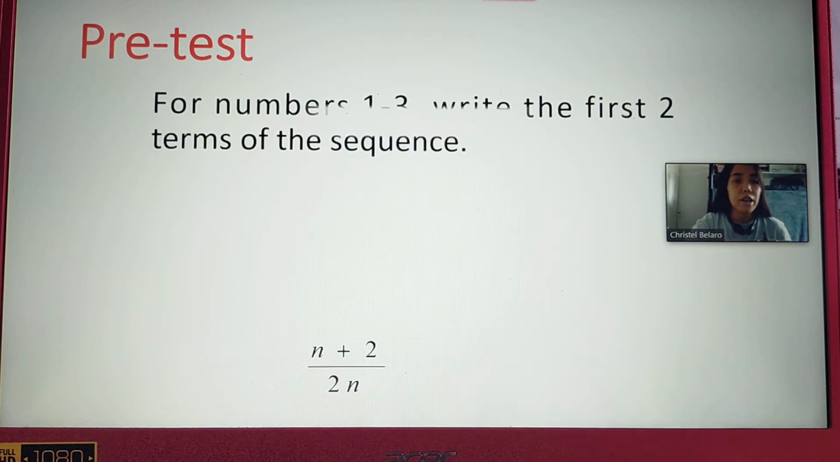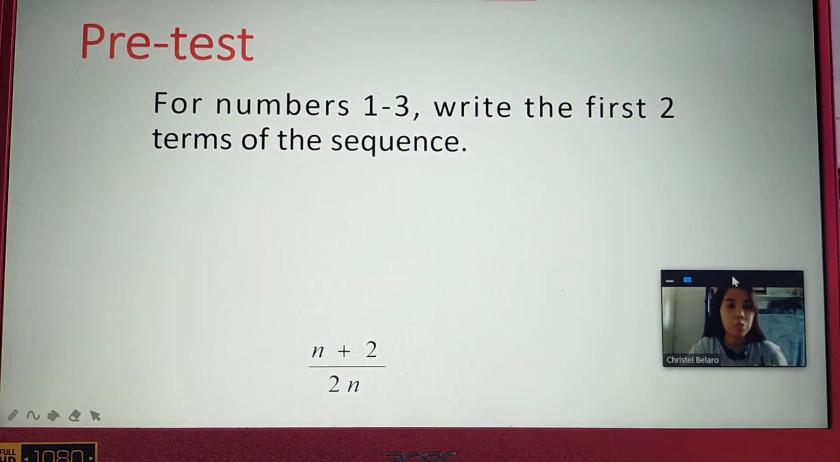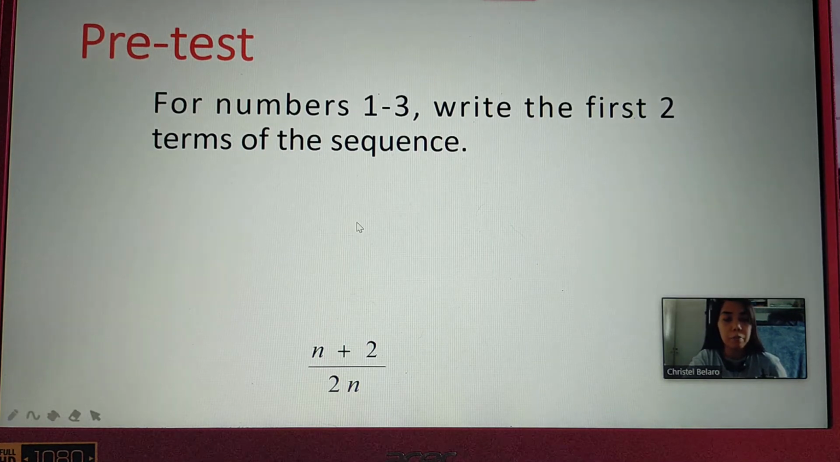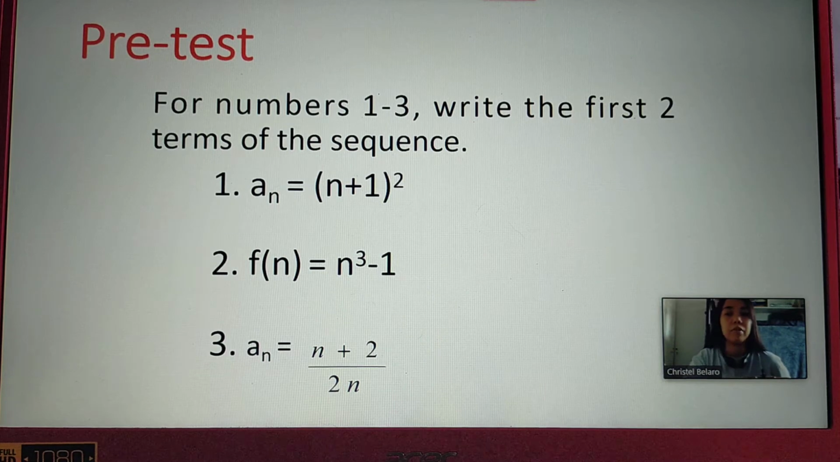Okay, so let's have a pretest, for us to identify what is a term and what we mean by sequence. For numbers 1 to 3, write the first 2 terms of the sequence. So how are we going to identify the terms of the given general formula? This is the general formula. Given this general formula, we're going to find the first 2 terms. But how are we going to do that?